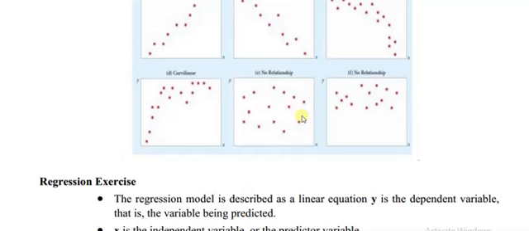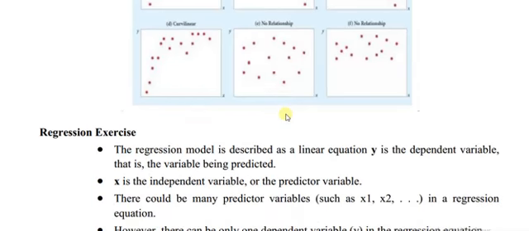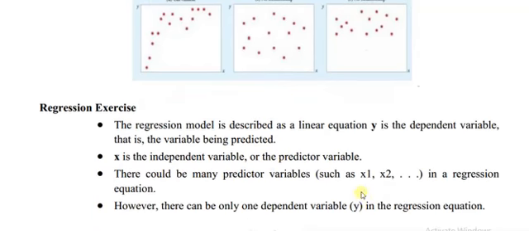Let's look at one simple problem on regression. The regression model is described as a linear equation. Y is the dependent variable, that is the variable that is being predicted. And x is the independent variable or the predictor variable. There could be many predictor variables such as x1, x2 in a regression equation. However, there can be only one dependent variable, y, in the regression equation.